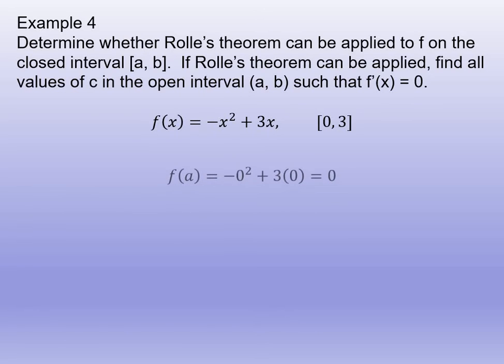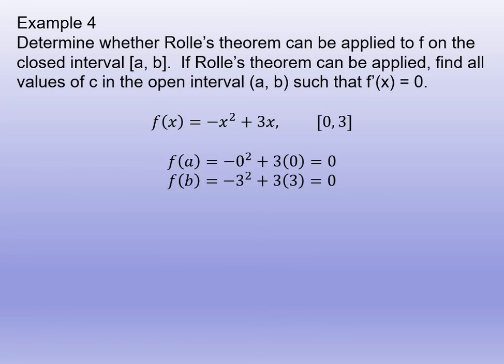The first thing we need to do is find f of a and f of b. So f of a is f of 0, so we substitute 0 into the function. We get negative 0 squared plus 3 times 0, which yields 0. Then we find the f of b piece, so we substitute 3 for x. We get negative 3 squared plus 3 times 3, which also equals 0. Note that the negative is in front of the x. It's not in parentheses, so it's not getting squared.